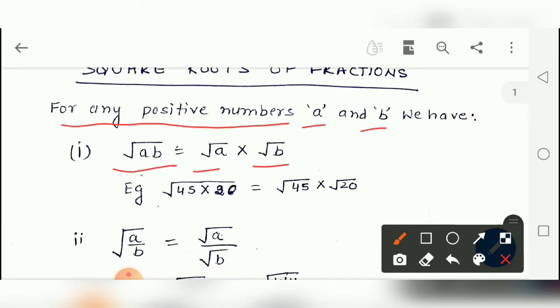Like under root 45 into 20. There are two numbers, 45 and 20. This will be equal to under root 45 multiplied by under root 20. In this way, we can do many questions.